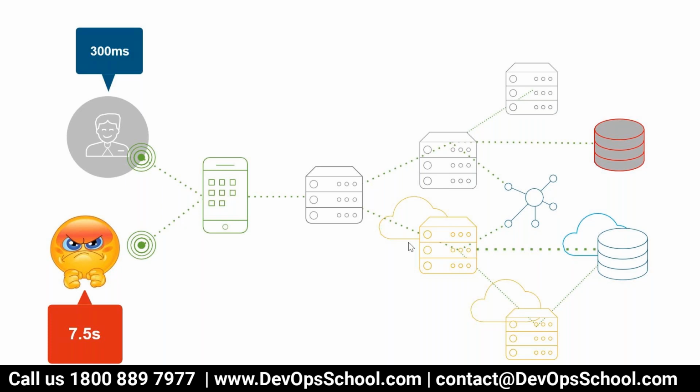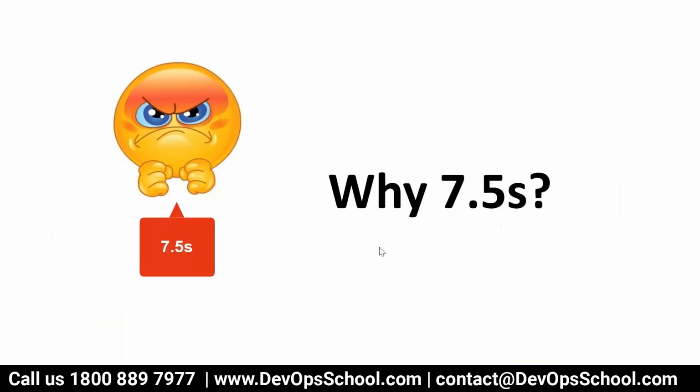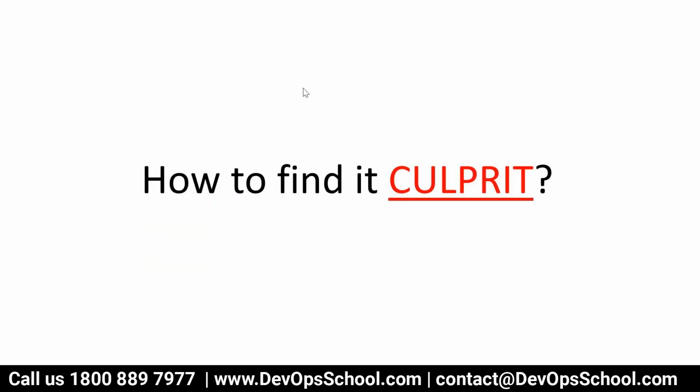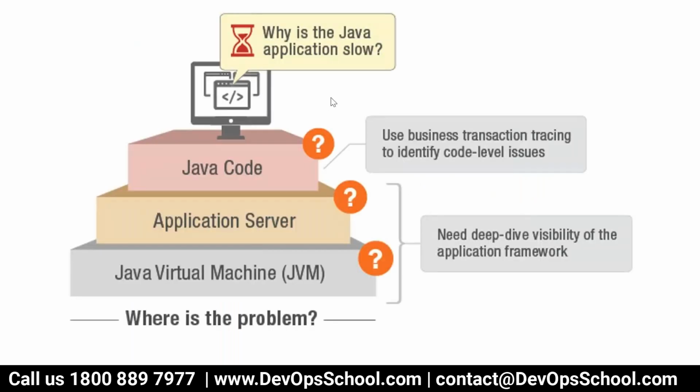So what is your work? You need to find out why this user is getting a performance of 7.5 seconds. That's the work in Datadog that you have. You need to find out how to identify the culprit. So where is the problem? Is the problem in code, application server, platform, or network? Where exactly are the problems?